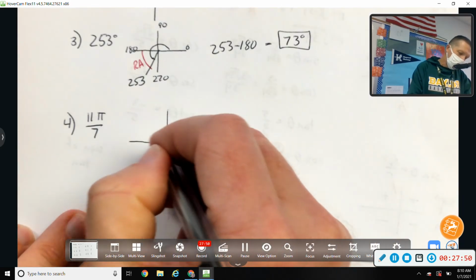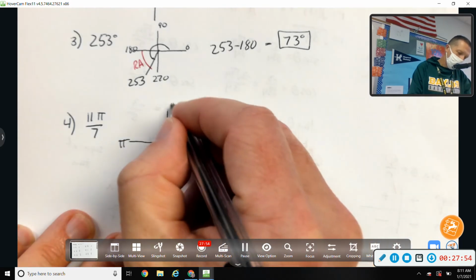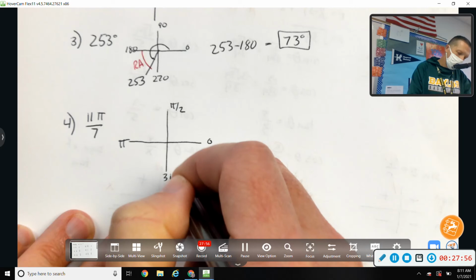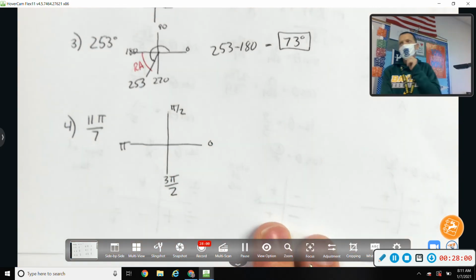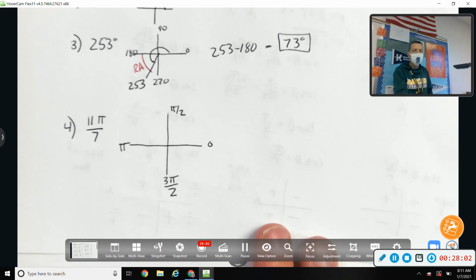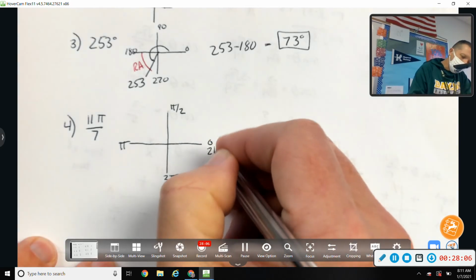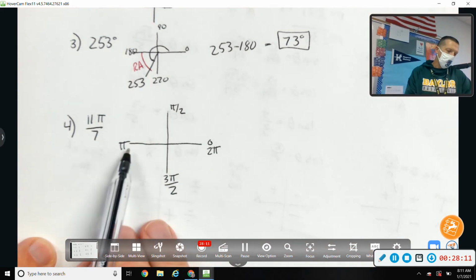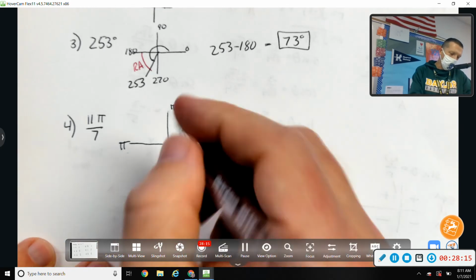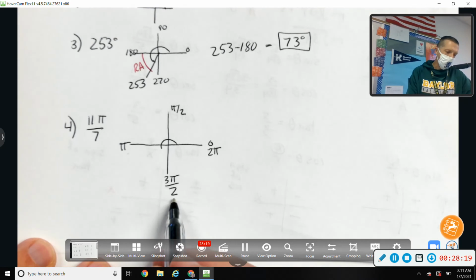11 pi over 7. So 0, pi over 2, 3 pi over 2. This is why we did those warm-ups. Where's 11 over 7 relative to those angles that I've got? I guess first of all, is it bigger than pi? Yeah, 11 over 7 is bigger than 1, so I know it's past there. How about relative to 3 pi over 2?